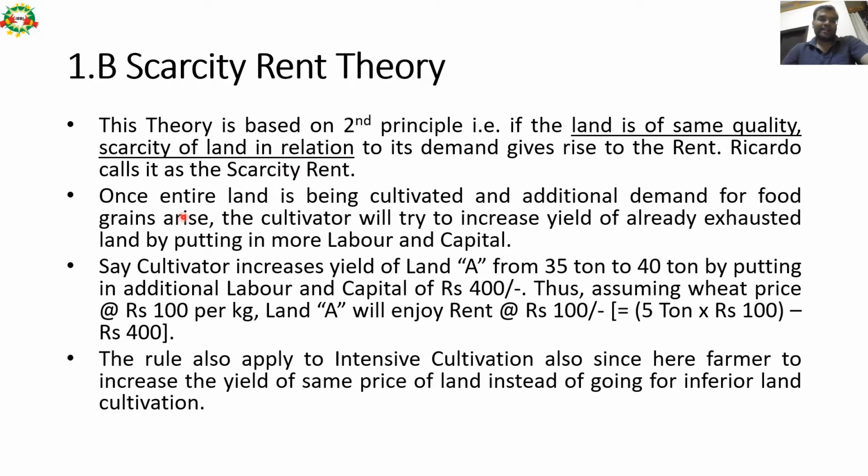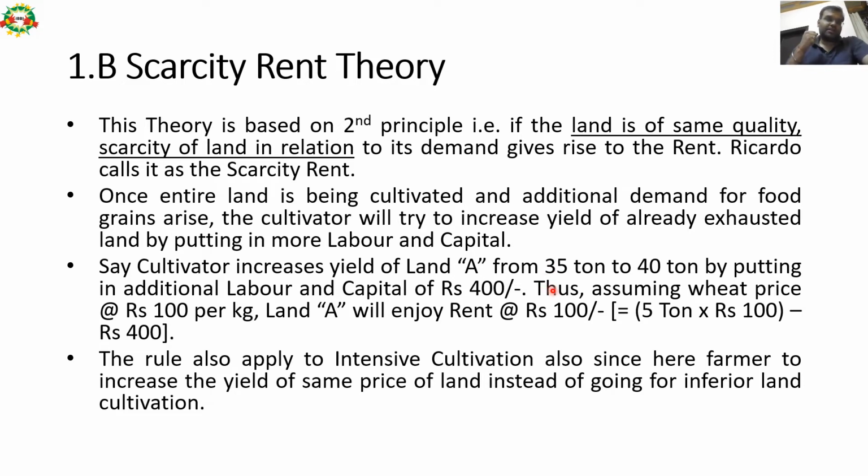Once the entire land is being cultivated and additional demand for food grain arises, the cultivator will try to increase the yield of the already exhausted land by putting in more labor and capital. Say the cultivator increases the yield of land A from 35 ton to 40 ton by putting in additional labor and capital of, say, rupees 400.